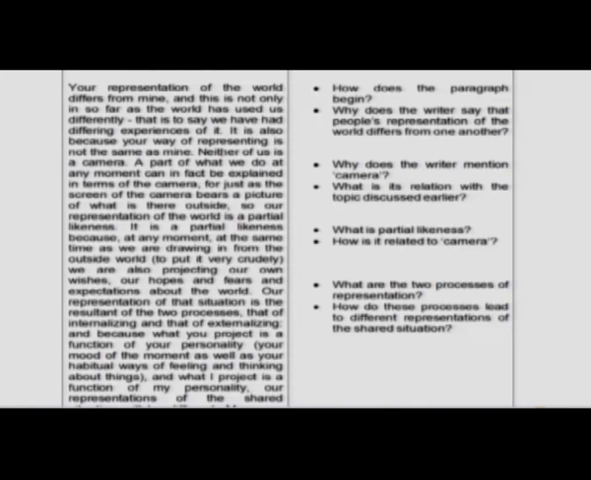Okay. Then we come across the word camera. So, the question is, why does the writer talk about it? And what is its relation with the topic discussed earlier? We have earlier seen that the topic is representation of the world. So, the question is, why does the writer talk about camera and how is it related to this topic? So, let us look at where the word camera appears. Neither of us is a camera. A part of what we do at any moment can in fact be explained in terms of the camera, for just as the screen of the camera bears a picture of what is there outside, so our representation of the world is a partial likeness.